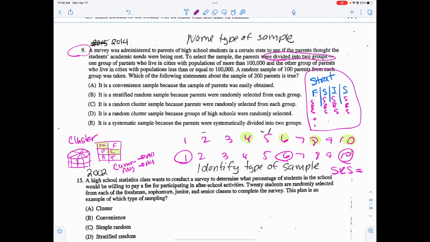So when I'm saying divided, I know it's not going to be SRS, so it's not going to be systematic. It's not going to be cluster, because they're just in 2 groups, and we are taking a group of 100 here, a group of 100 here, and then a random sample of 100 parents, so that's SRS. So that definitely describes strata for us.